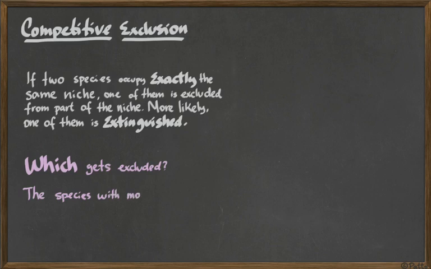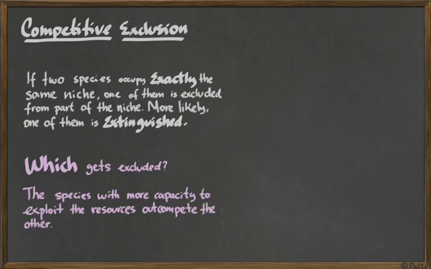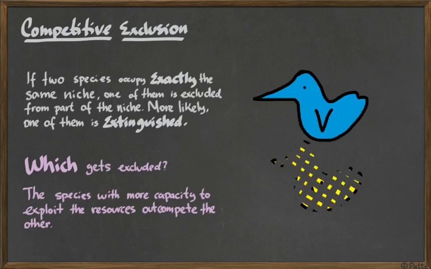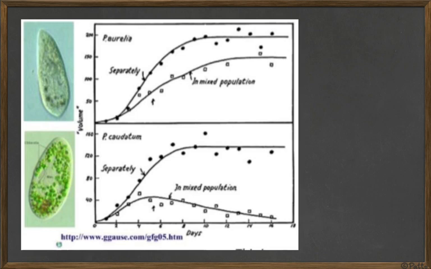So the idea is that the species that is more capable of exploiting the resource outcompetes the one that's less capable. So it has nothing to do with power, nothing to do with speed, it has to do with the one that's better adapted to use that resource. The one that's not so well adapted goes extinct. So the blue bird here is going to outcompete the yellow bird from part of the niche or from the entire niche altogether. Okay? A few examples here.